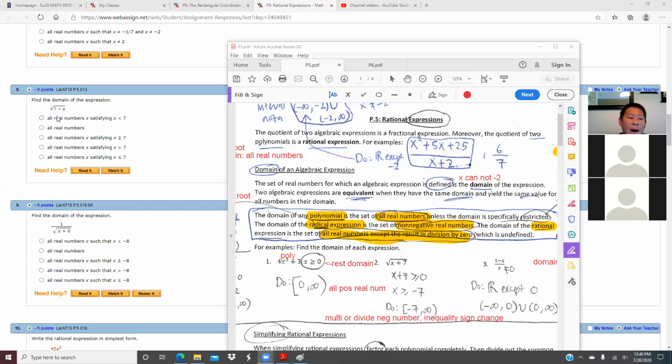Now we're talking about square root. Square root is like number 2 that we did here. You see the number 2 that we did? You take your radicand, make it greater than or equal to 0 and solve for x. So can someone tell me what question 8 is? Question 8.